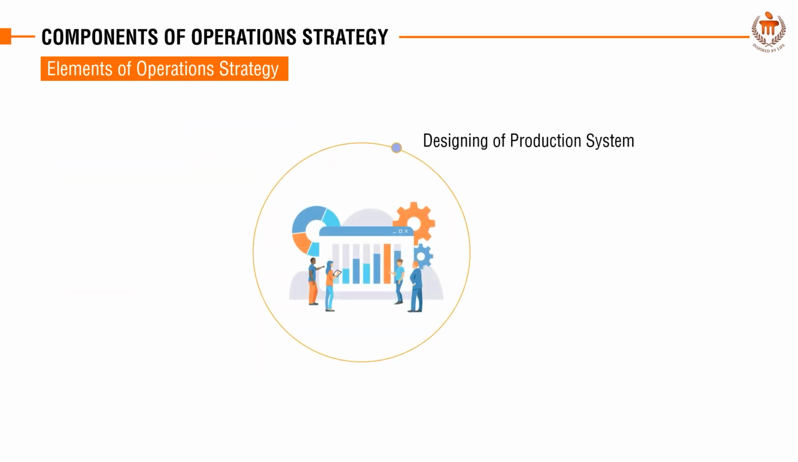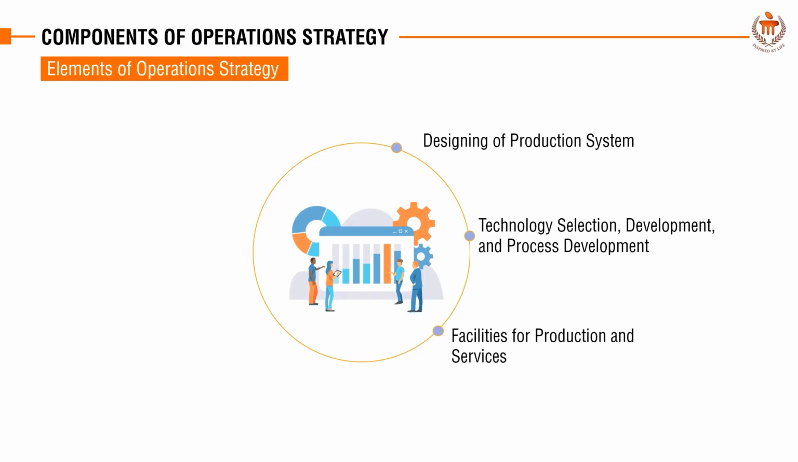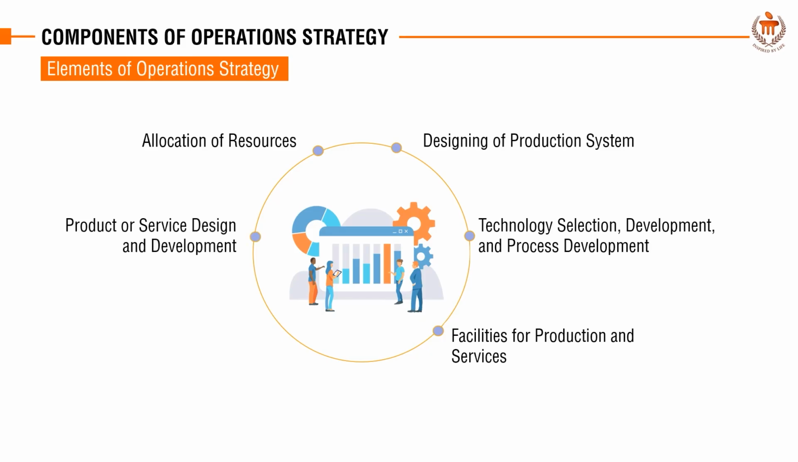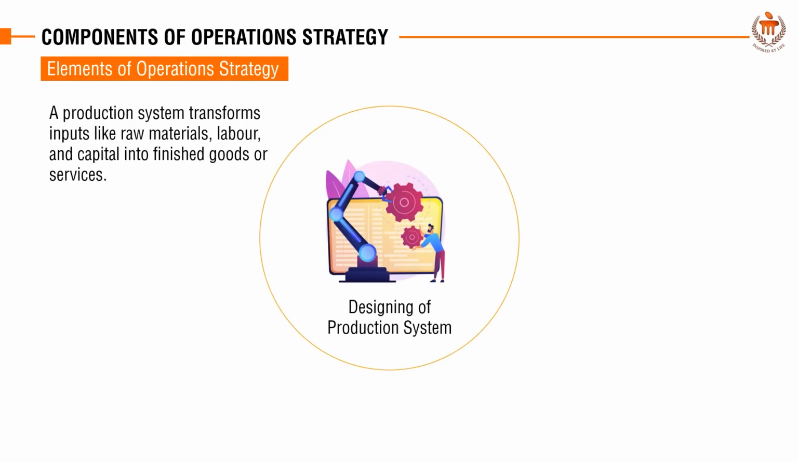Some of the key elements of operation strategy are as follows. First, designing of the production system. Second, technology selection, development, and process development. Third, facilities for production and services. Fourth, allocation of resources. Fifth, product or service design and development. And the last one is focus on facilitating the planning. Now let's explore each of the elements of the operation strategy in detail.